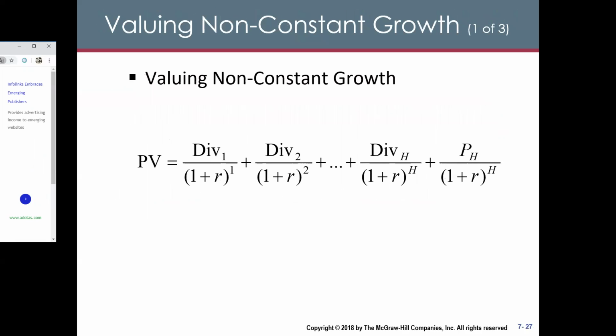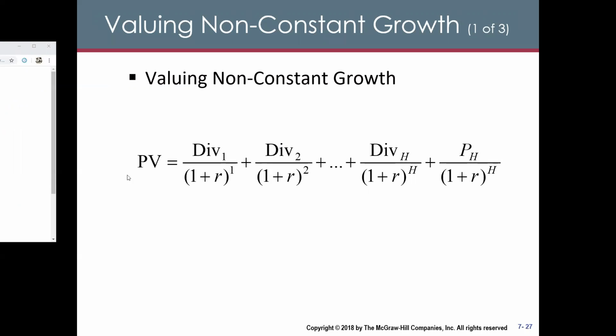So next and last, what if the growth of the dividend is not constant? Say in year 1, we are going to receive a dividend of DIV1, and in year 2, we are going to receive dividend DIV2. And in year H, we are going to receive a dividend of DIVH. And there's no obvious relationship between those dividends. And if we can forecast the price at year H, we call it PH, we can still use the same discounting method to calculate the present value of this stock.